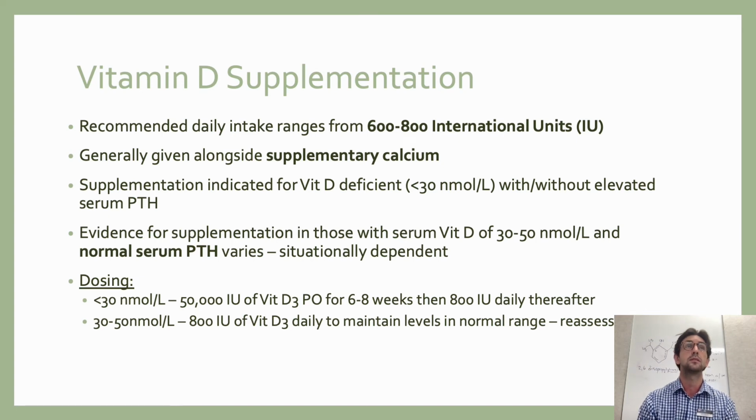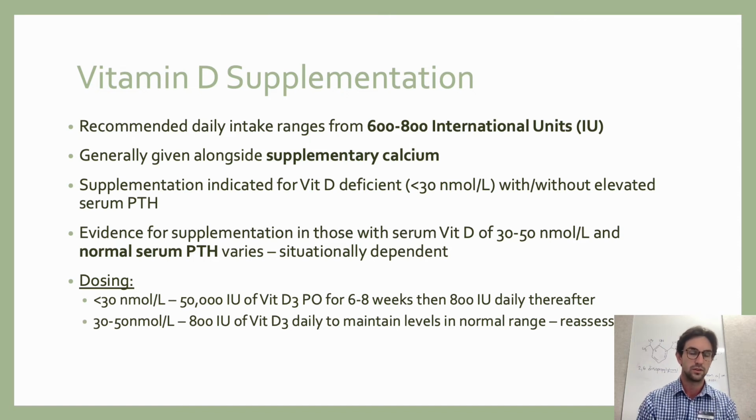So how do we treat this? Vitamin D supplementation is the most obvious way, and the recommended daily intake is 600 to 800 international units daily for adults, and it's generally given alongside supplementary calcium. Supplementation of vitamin D is indicated for vitamin D deficient individuals with or without elevated serum PTH, but the evidence is a little less clear for those who are between 30 and 50 nanomoles with normal serum PTH, and it depends a bit on the clinician and the situation, and the patient.